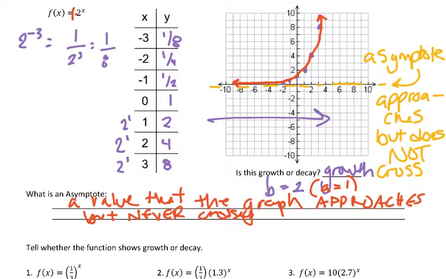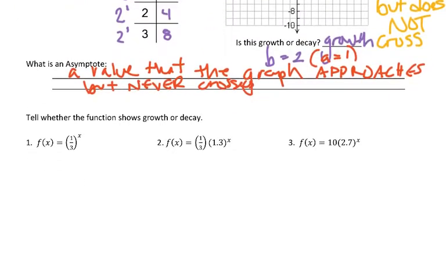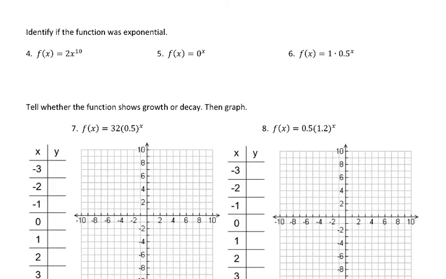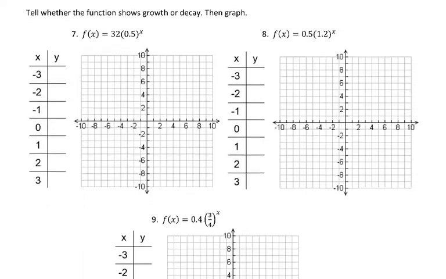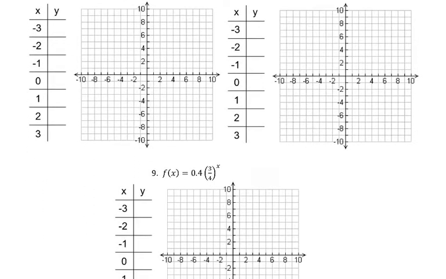All right, and so for your assignment here, you're going to do a few where you're telling whether the function shows growth or decay, so you always want to look at the B value. Then you're going to move on to identifying if something is exponential, so by your definition, you might want to reread that about what constitutes an exponential equation. Then you're going to graph some, just as we did, and identify if it's growth or decay.